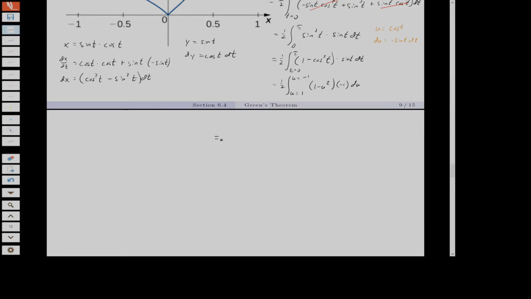So I'll bring the negative out. Let's go ahead and integrate. I get u minus 1/3 u cubed, where u is going from 1 to negative 1. So then let's plug in. When I plug in negative 1, I get negative 1 minus 1/3 times negative 1 cubed.